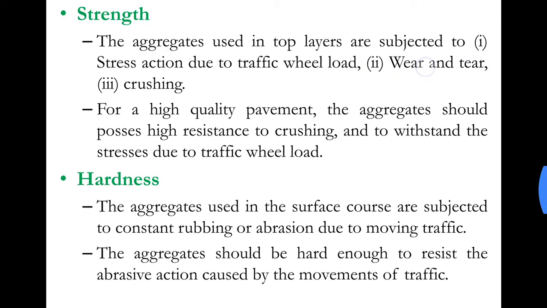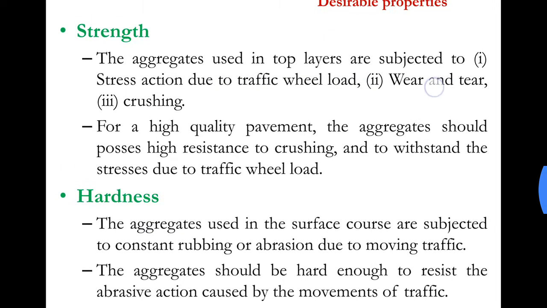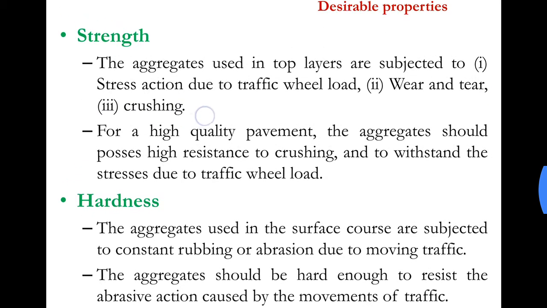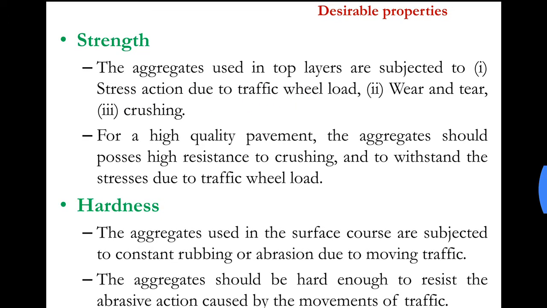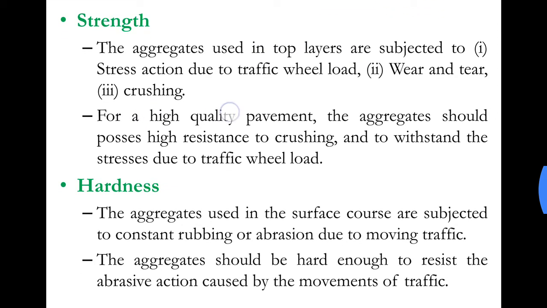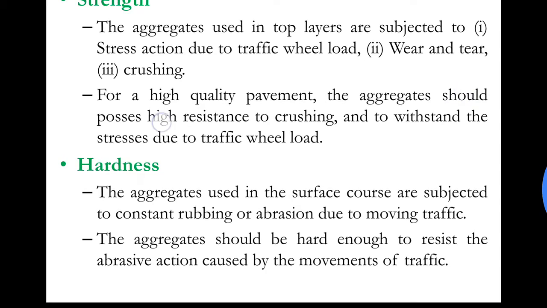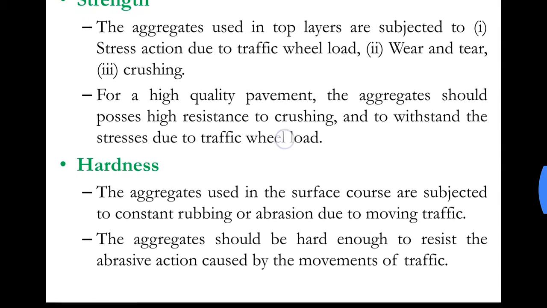The first property is strength. Okay, so what is strength? The aggregates used in the top layers are subjected to stress action due to traffic wheel load, wear and tear, and crushing. Okay, so these are three forces which the aggregates at the top layers are being subjected to. Okay, for a high quality pavement, the aggregate should possess high resistance to crushing and to withstand the stresses due to traffic wheel load.